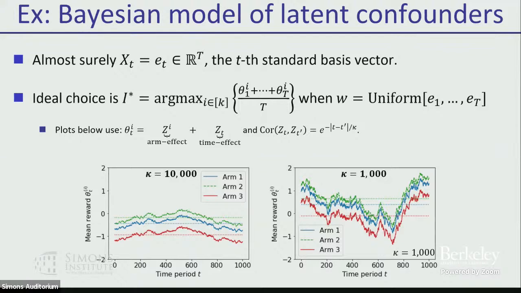Now, the ideal choice in this experiment is going to be the one with the highest dashed line, representing the arm with the highest time average reward across the length of the experiment. And you could write that as a special case of our model by taking the W to be uniform across the time periods.